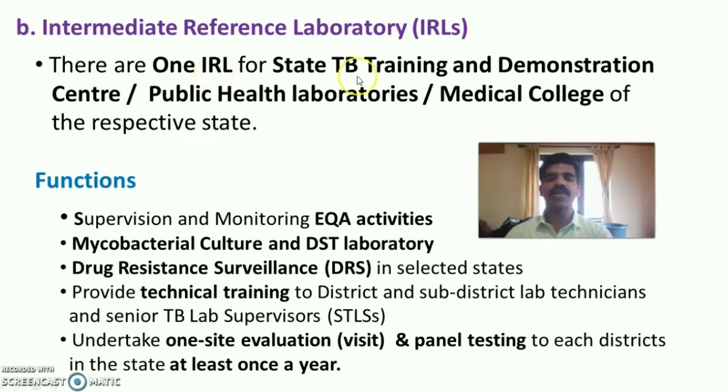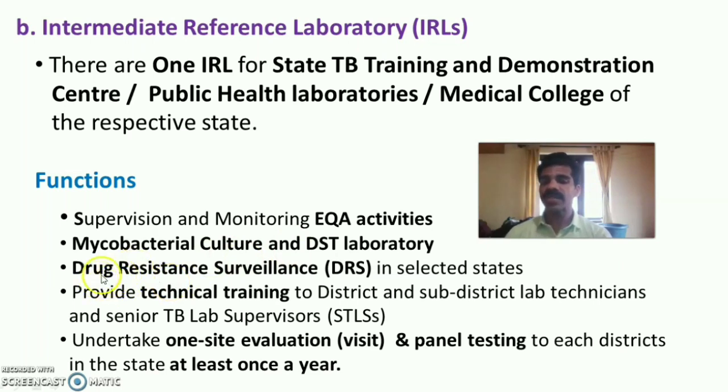So there is one IRL for each state TB training and demonstration center, or one for public health laboratories, or one for the medical college of the respective state. The major functions of the IRL, or intermediate reference laboratories, are: first, supervision and monitoring of the external quality assessment activities. Second, laboratory services, that is, mycobacterial culture services and DST, drug sensitivity test laboratory services. So rendering mycobacterial culture test and DST test at the laboratory.